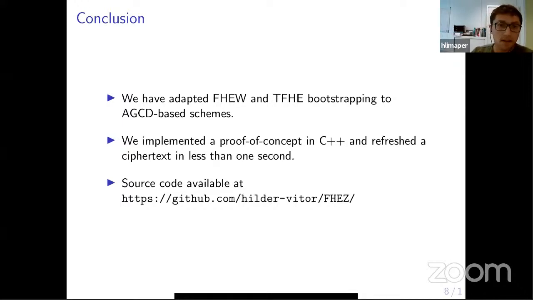the integers. And there is also a proof of concept implementation in C++, and you can find the source code on GitHub. If you think this is interesting, you can check the paper. And of course, you can send me messages, emails, and I will be glad to discuss. Thank you.